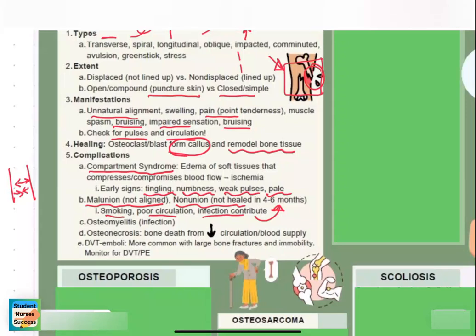Osteomyelitis is a bone infection. We have a separate section. We're going to talk about that in a moment.